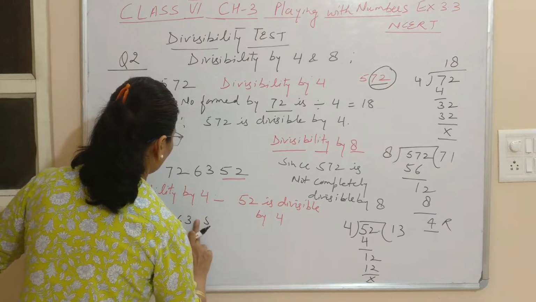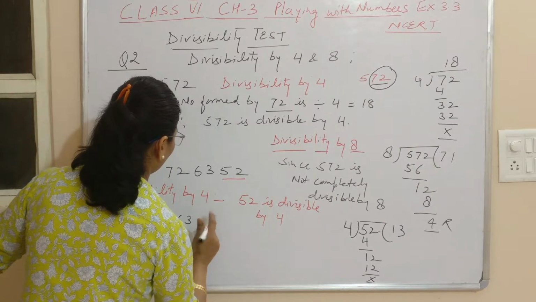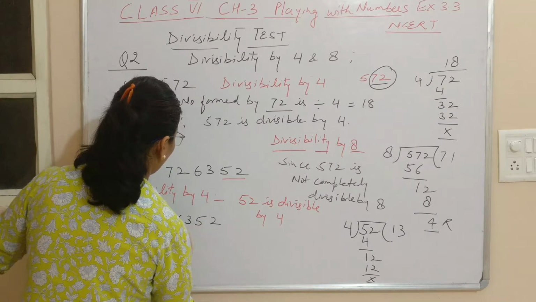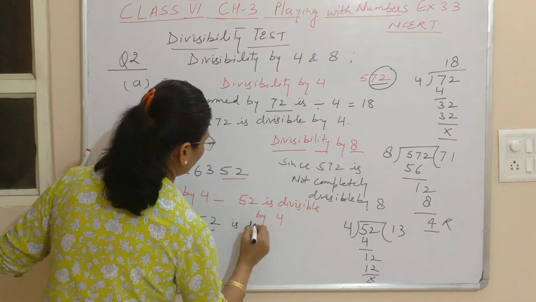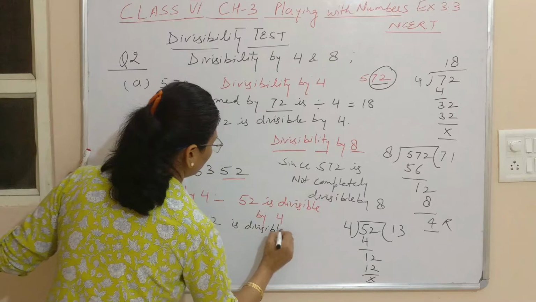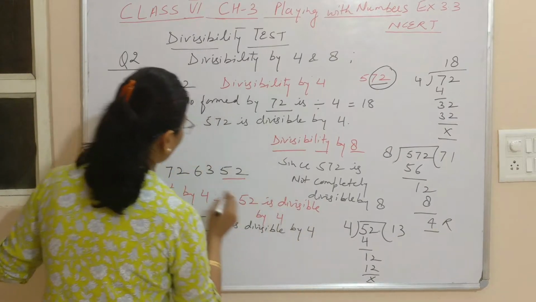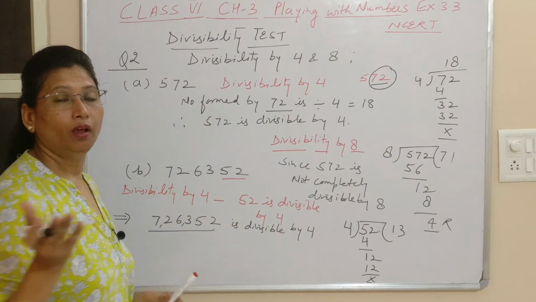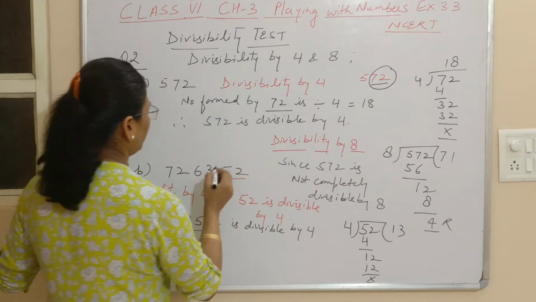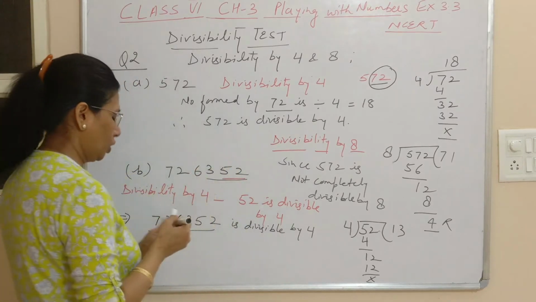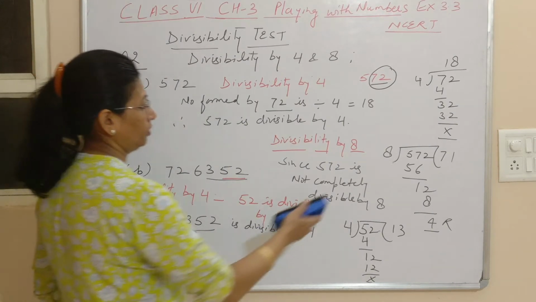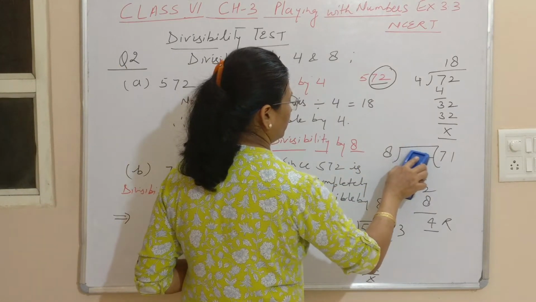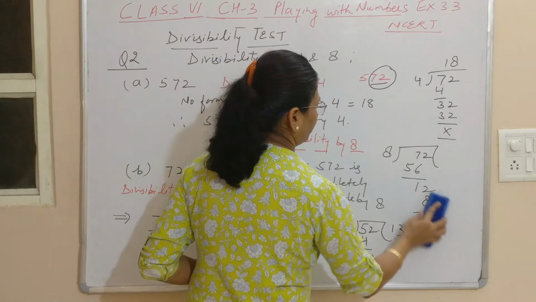So this implies that 7,26,352 is divisible by 4. We can write it this way. And for 8, we take the number 352. We'll test whether 352 is divisible by 8 or not. So we can start here. I'll just write 352 here.